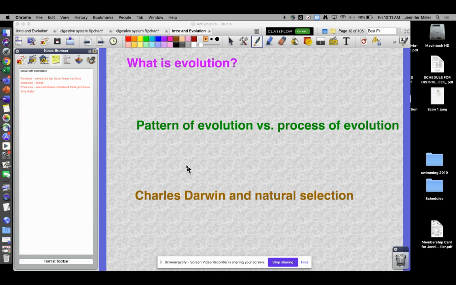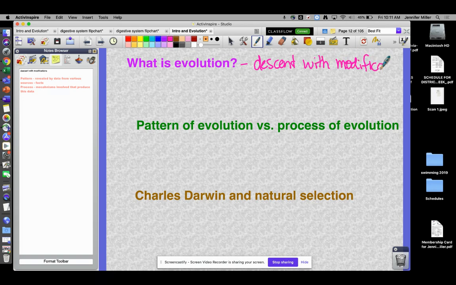Okay, so what is evolution? Evolution basically is that organisms have descended from other organisms, and we notice a change over time in that descent. So sometimes we call it descent with modification. You'll hear it sometimes described basically as change over time, but there's the change, and the time is that organisms have descended from previous organisms or ancient organisms. All right, so that's what evolution is.